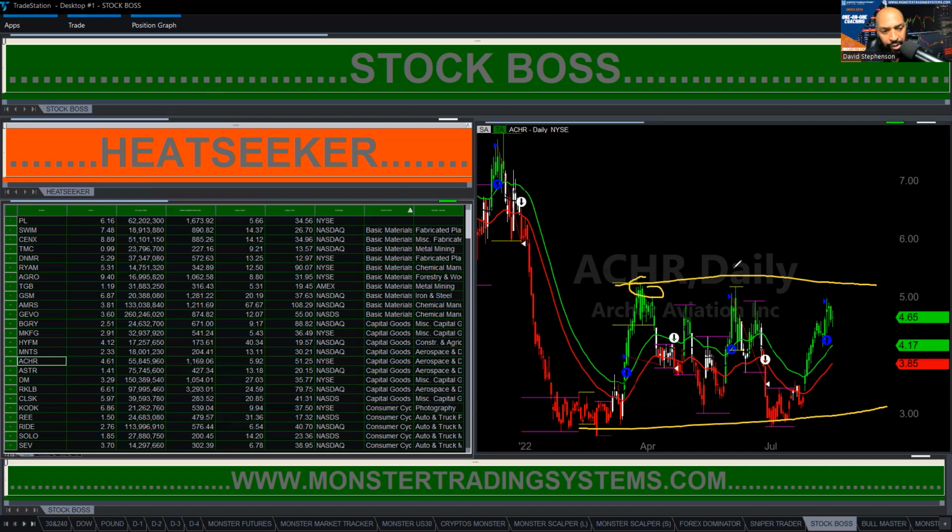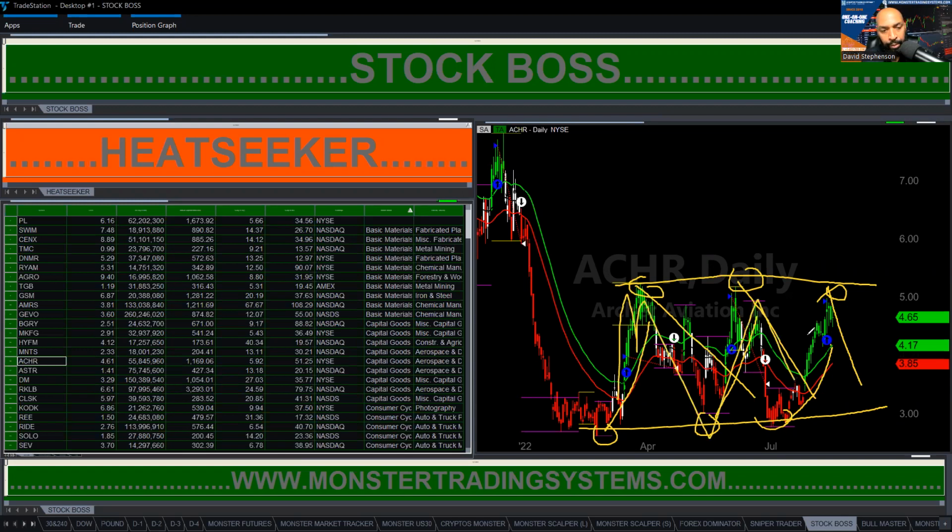So here is resistance. Here is support. And here, sellers came in and moved the price lower. Sellers will probably come in and move the price lower here. Buyers came in and moved the price higher. Buyers came in and moved the price higher again. So it's stuck within this range here. So this is not tradable.